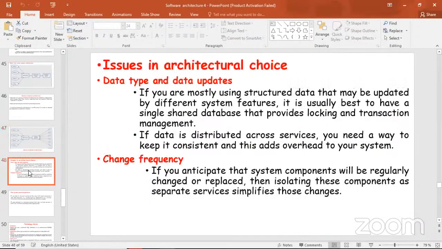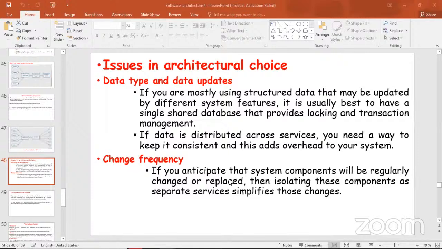So, issues in architectural choice: data type and data updates. If you are mostly using structured data that may be updated by different system features, it is usually best to have a single shared database that provides locking and transaction management. Now, if data is distributed across services, you need a way to keep it consistent, and this adds overhead to your system. Of course, you can also look at this in database management, where you'd have done concurrency management.